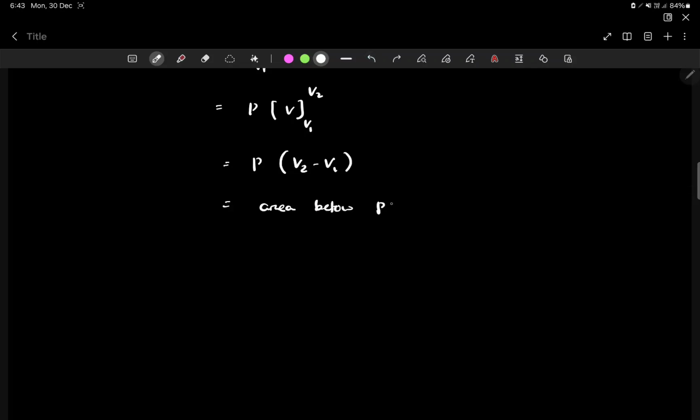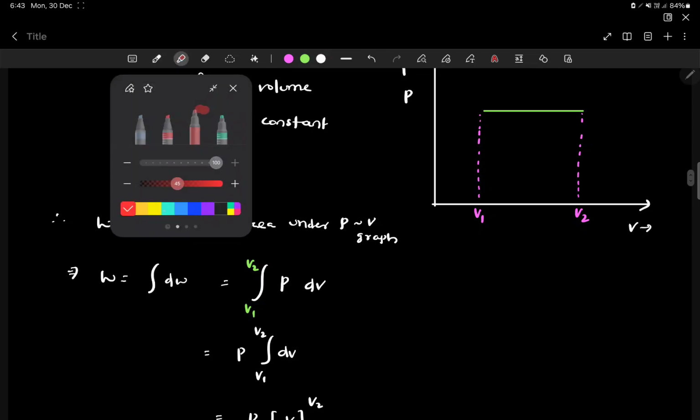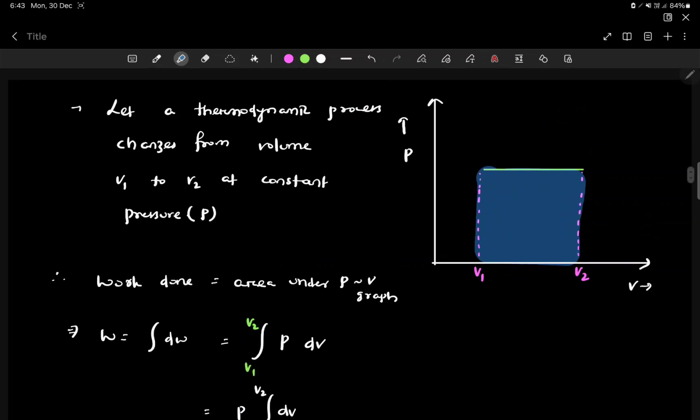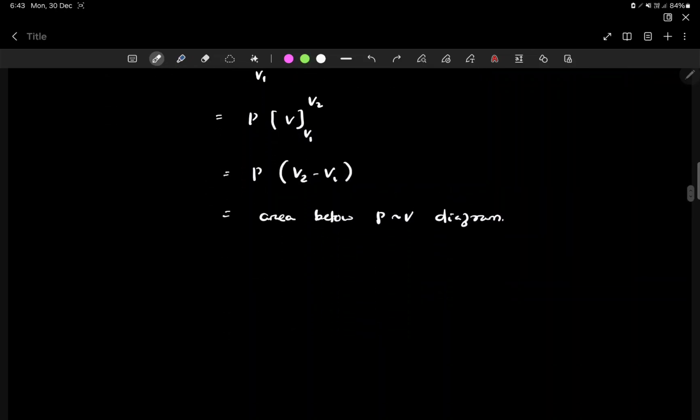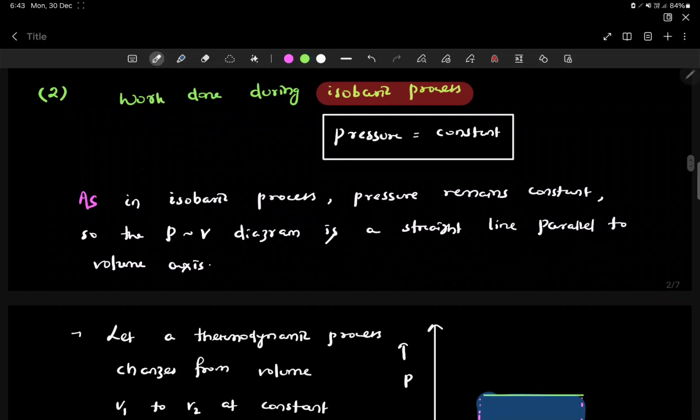Look at the graph. You see this area under this P versus V diagram. It is a rectangle, where this is your P and this is your V2 minus V1. So P into V2 minus V1 is our answer, that is the area under the PV diagram. This is the answer. Okay, so take a screenshot of this, work done during isobaric process.